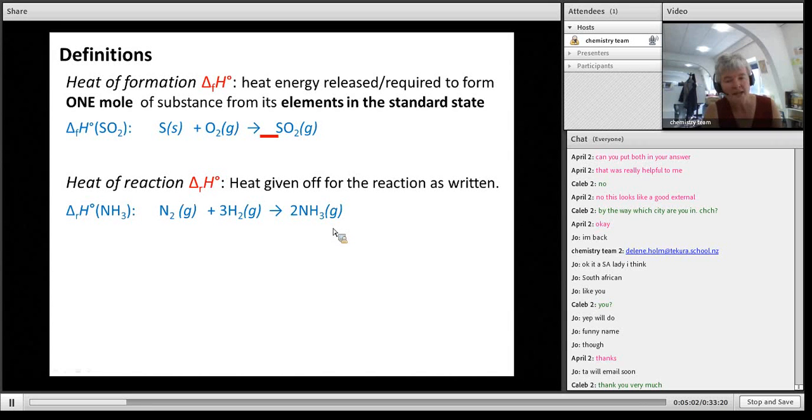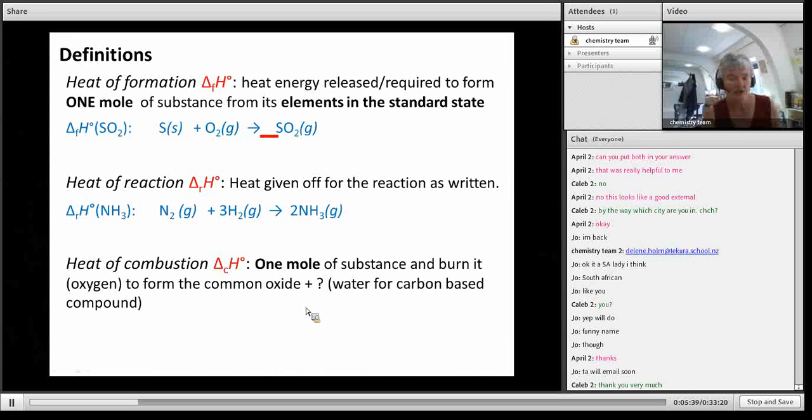So if I had to do the heat of formation for ammonia, then I'd have to have a 1 in front of here, which means I'd have to have a half in front of the N2 and 1.5 in front of the H2. So the heat of formation for ammonia would be half the value of this given. So if the heat of reaction for this equation is written as, say, 300 kilojoules per mole, then the heat of formation would have been half of that to make 1 mole.